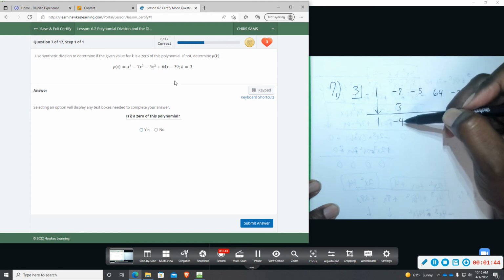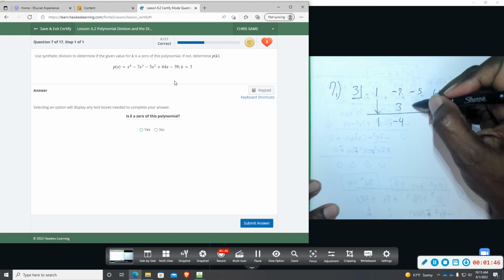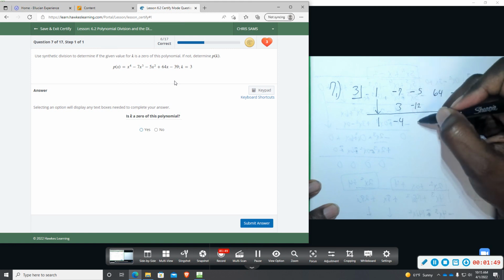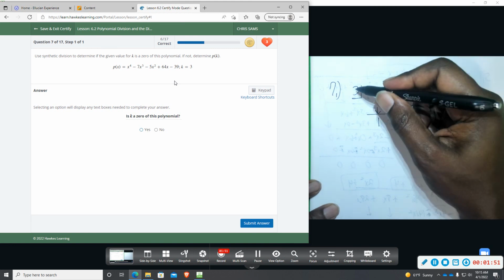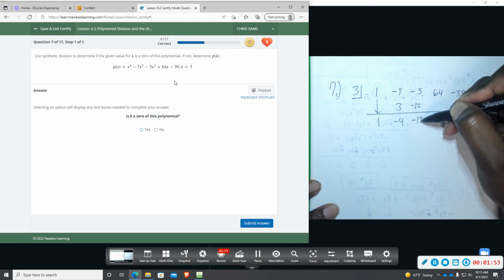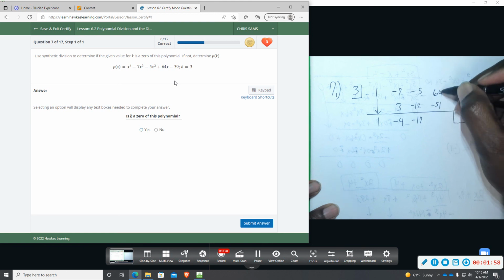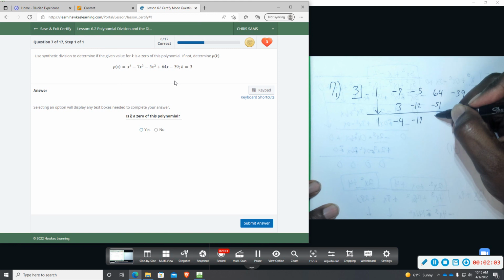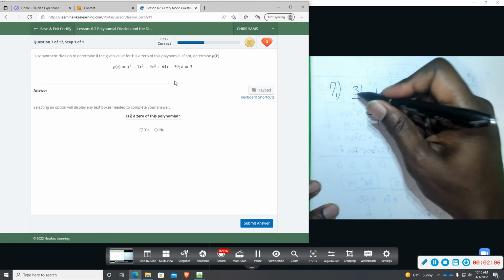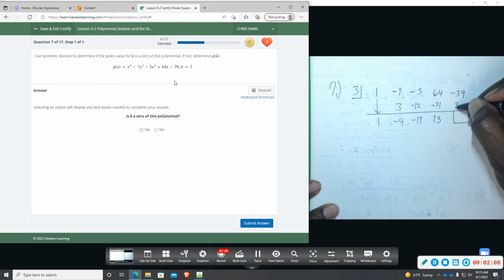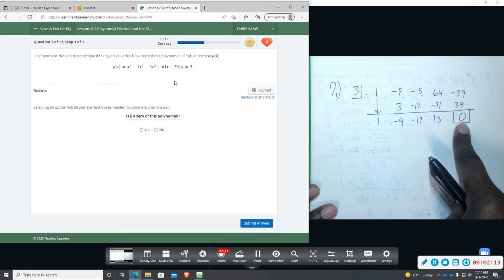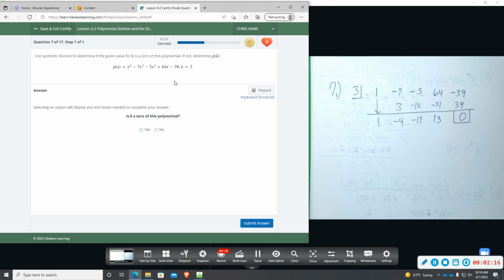And then you do 3 times negative 4, that will give you a negative 12. Combined, that gives you a negative 17. 3 times negative 17 will give you a negative 51. Combine these, and that will give you a positive 13. And then 3 times 13 will give you a positive 39. And then when you combine those, you get 0. So since my last number is 0, then that means that, yes, 3 is a 0.